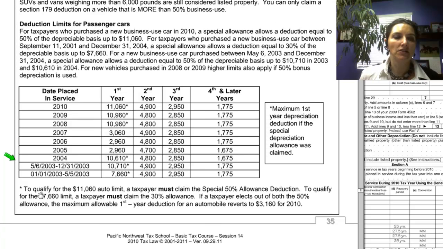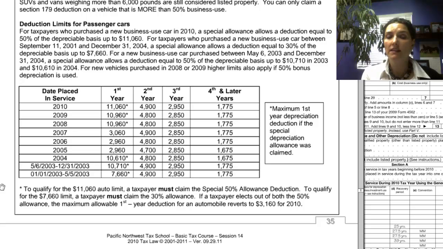And as a reminder, to qualify for the $11,060 limit in 2010, a taxpayer must claim the special 50% allowance deduction. And in earlier years, where bonus depreciation was allowed, you had to claim that bonus depreciation to be allowed the higher limit on a vehicle in those earlier years. Here we are in 2010, and as a student just getting into taxes, you might be saying, well, why do I have to care about what happened in earlier years?